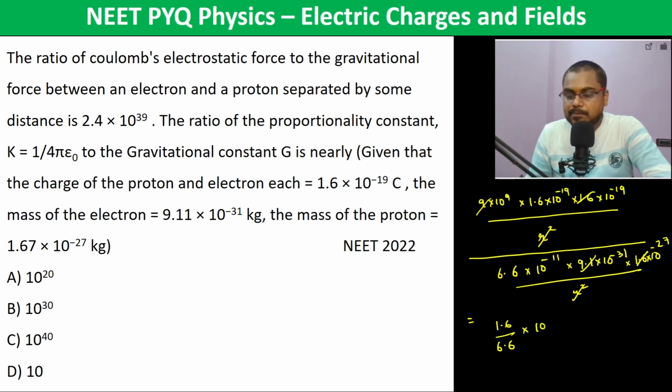Okay, now here we have to do some calculations. So it's minus 38 plus 9, minus 29, plus 11 plus 31 plus 27. So 31 plus 27 is 58, 58 plus 11 is 69, 69 minus 29 is 40. So it's of the order of 10 to the power 40. So therefore the answer is going to be C.